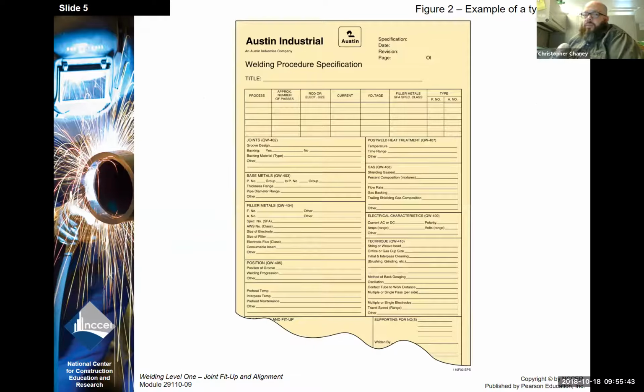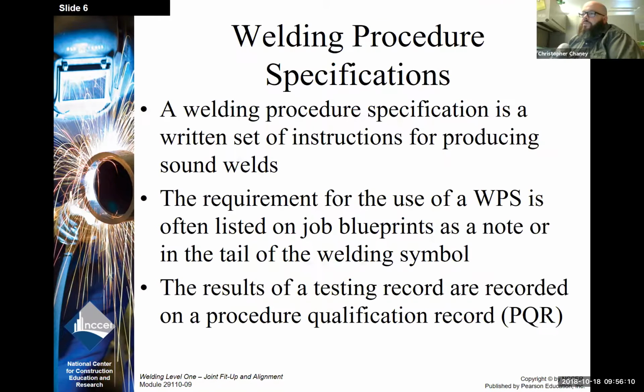Okay, here's an example of a WPS. Basically, a WPS is kind of your roadmap for what you're going to do as far as creating a weld. It gives you all the parameters: what the joint should look like, the type of base metal, type of filler metal, amperages allowed, positions. It just tells you everything you need to know to perform the weld.